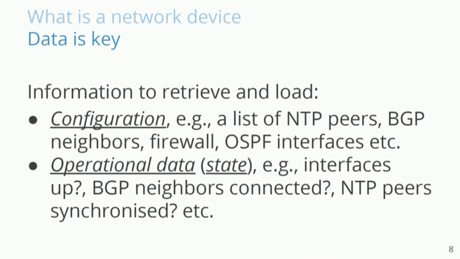From a network perspective, we need two things, at least from a network device: to be able to configure it, and also to retrieve and look at what configuration it has. That means the list of NTP peers, the BGP neighbors, the firewalls, OSPF, and so on. And also operational data that shows you the state of your device, which tells you what interfaces are up, what BGP neighbors are connected, or what NTP peers are synchronized, and so on.